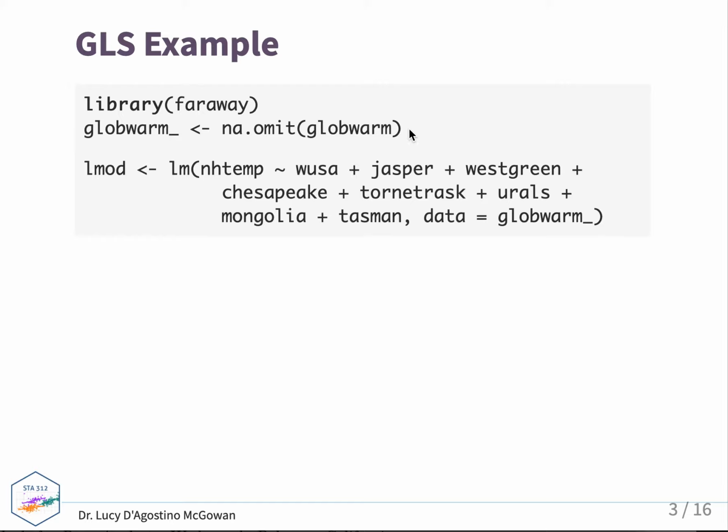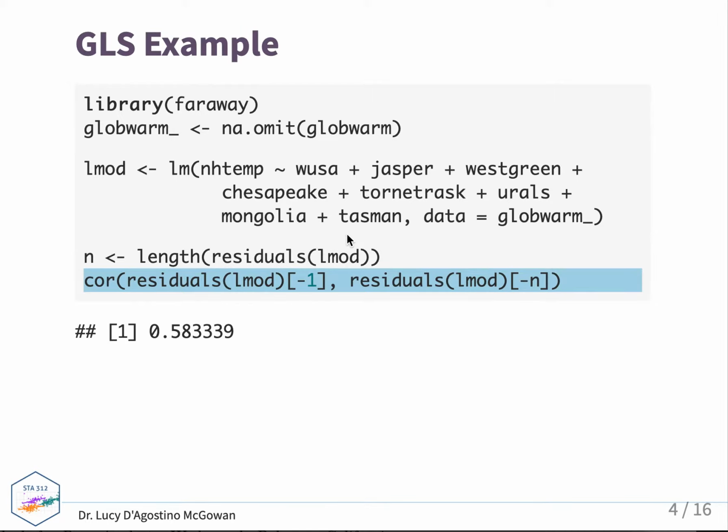All right, so I've gone ahead and created a new data set, globwarm underscore, that doesn't have any of these missing values. And now I'm just going to fit our ordinary least squares, our linear model, using the lm function. And so nhtemp is our outcome variable, the northern hemisphere temperature. And then I've got these 8 predictors that I'm using to predict it.